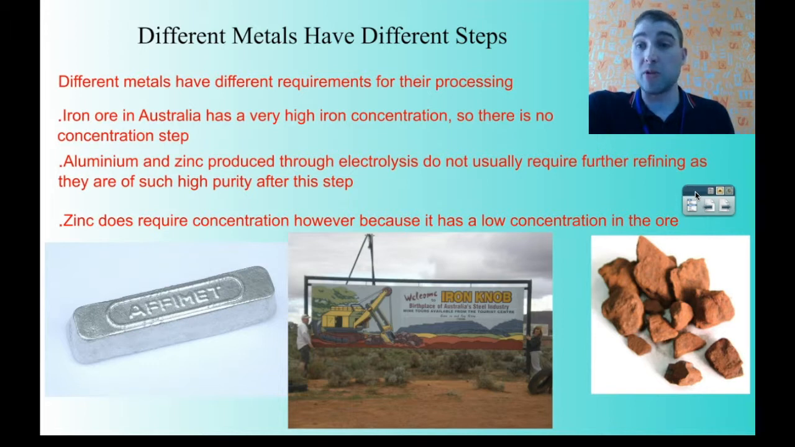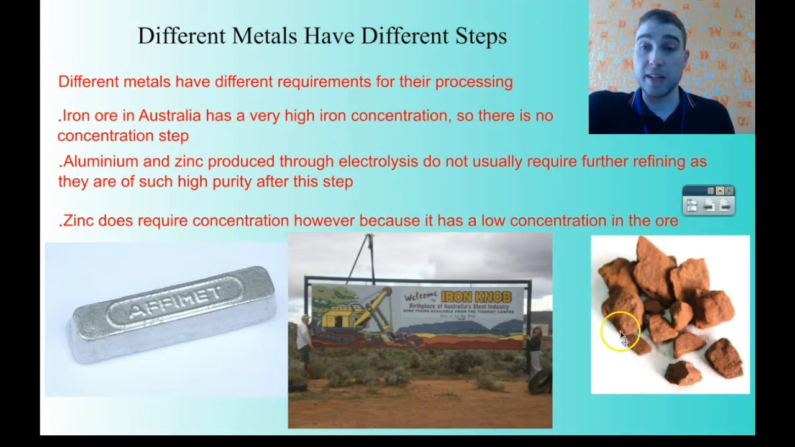So different metals have different steps in the refining process. Some metals require more processing than others. So let's look at some examples. Iron ore in Australia has a very high iron concentration, so they don't bother with the concentration step. They don't do froth flotation, for example. They just go straight into the reduction step.